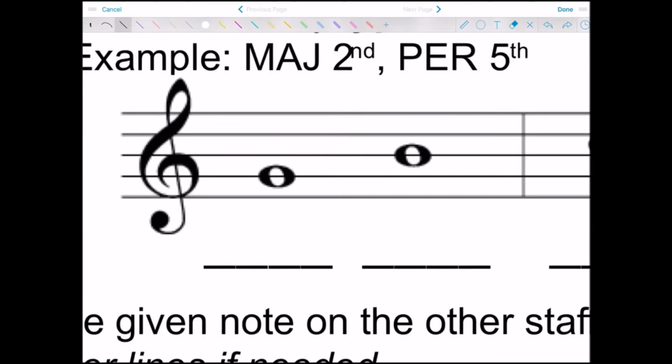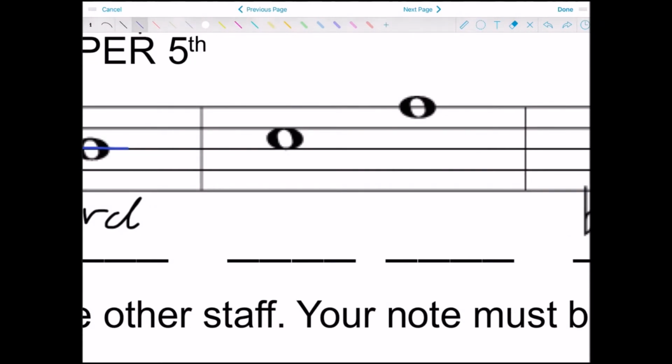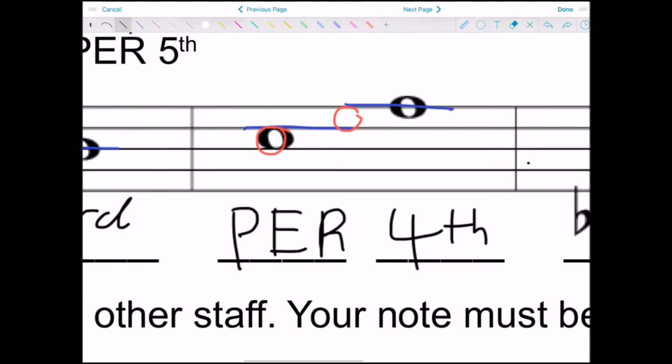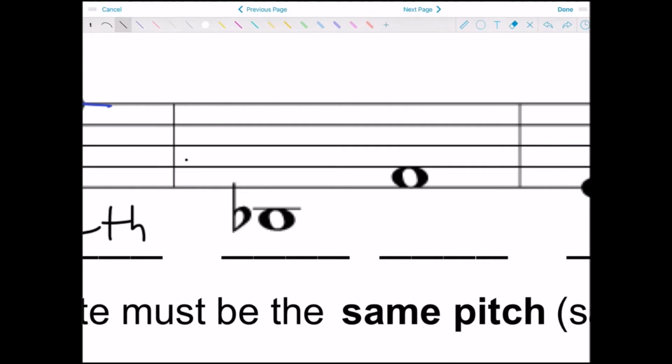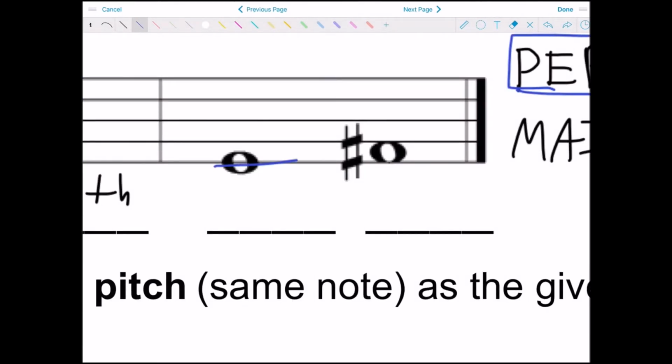Okay, so here I have a line, 2 lines, and 1 space. That's a third. Are thirds major or perfect? Well, if you go by what I just told you, thirds are major. Okay. Let's take a look at this one. I have 2 lines. I have 2 spaces. That would be a fourth in total. Fourths are perfect. Okay. Let's take a look at this one. I have 2 lines and 3 spaces. That would be a fifth, and fifths are perfect. Alright, perfect fifth right there. Last one, I have a line, I have a space, and so that is a second, and seconds are major.